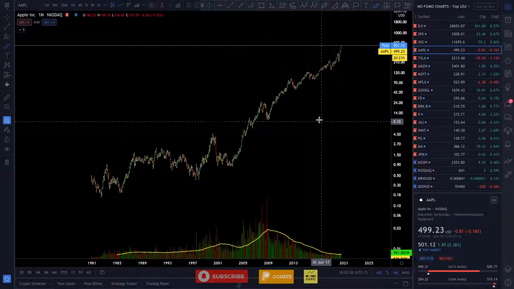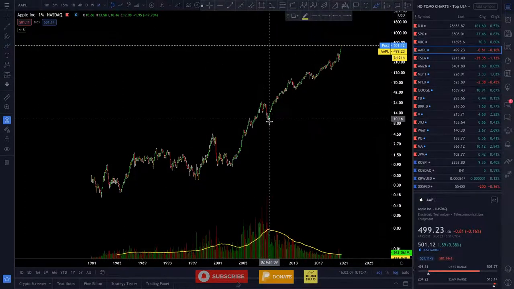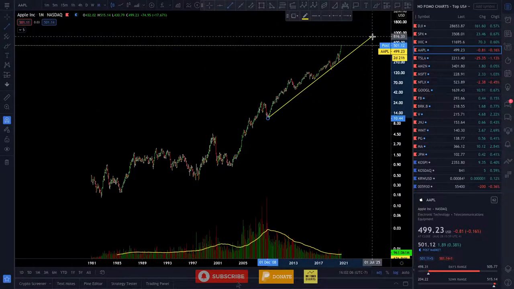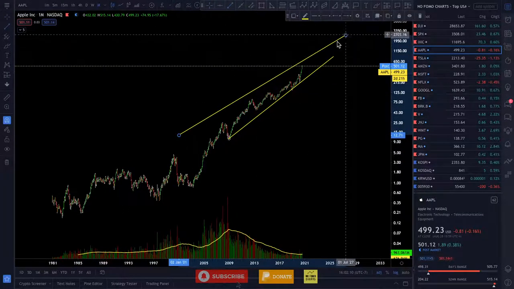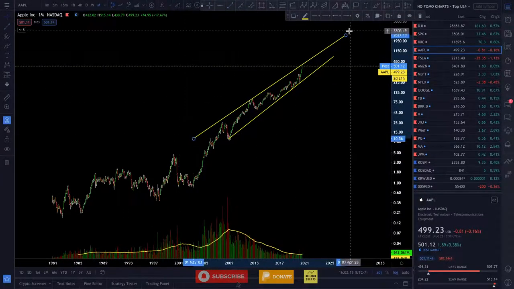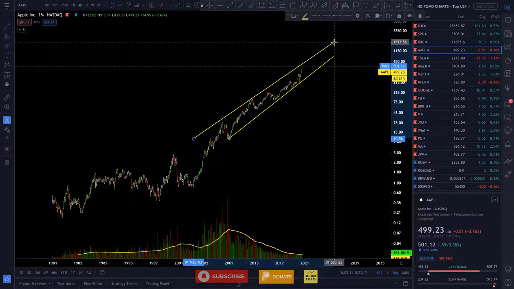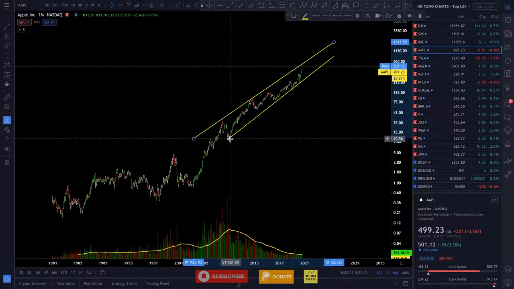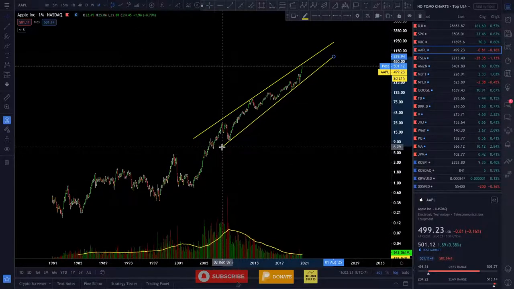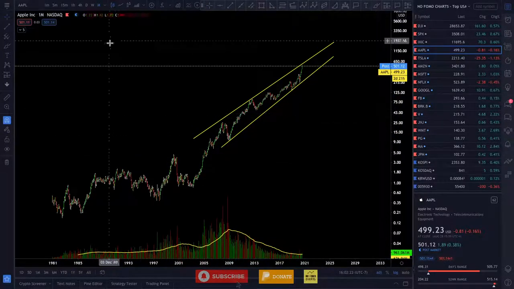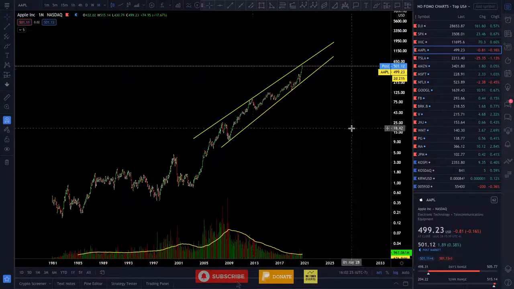So with that in mind, you can even draw a gigantic monthly uptrend trend line like that, and one on the top too. These are not random. It's using price history to get these bigger targets. This is what the professionals do, the investors and traders too. So now it's not so random anymore, right?